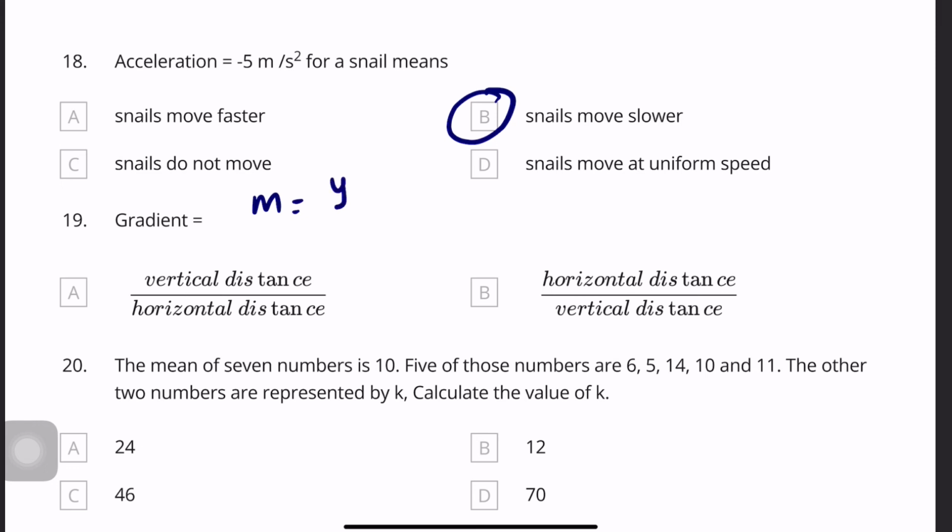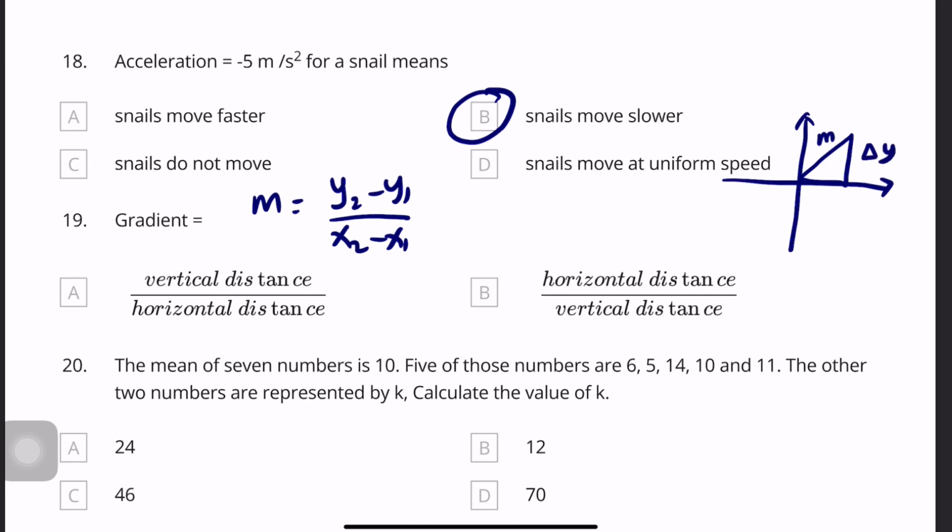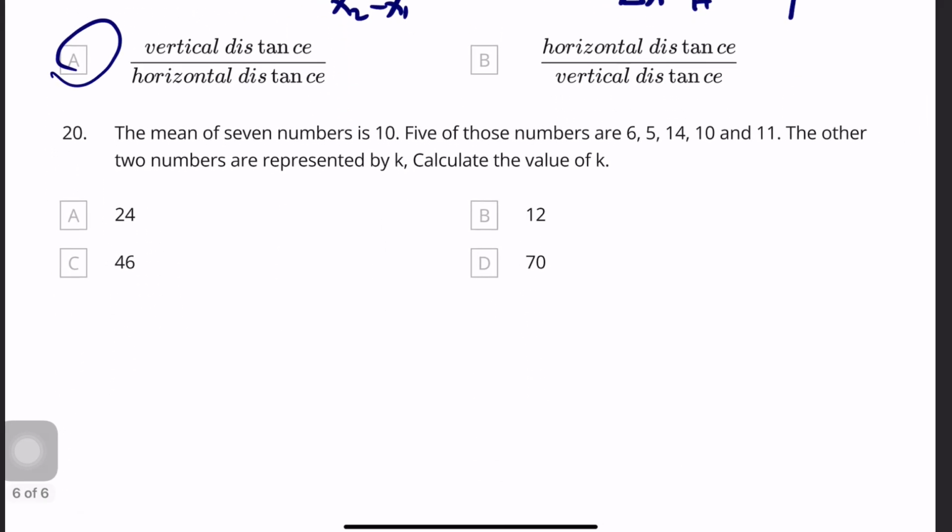Next, gradient. We know that gradient is m. m is equal to y2 minus y1 over x2 minus x1. For example, we have something like this. So m is the change in y over the change in x. y is actually vertical, x is actually horizontal. So your answer for number 19 is vertical distance over horizontal distance.